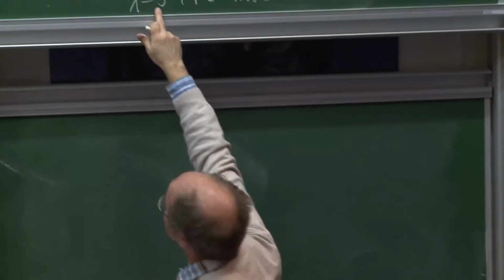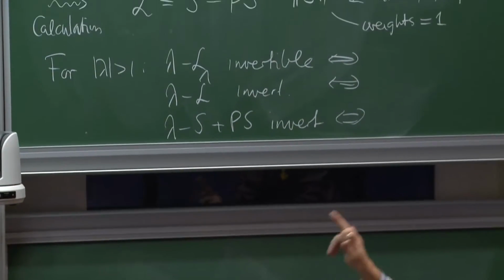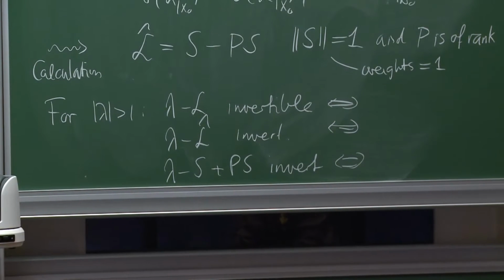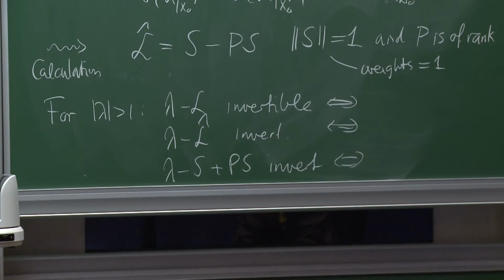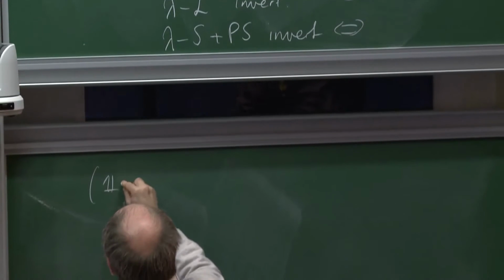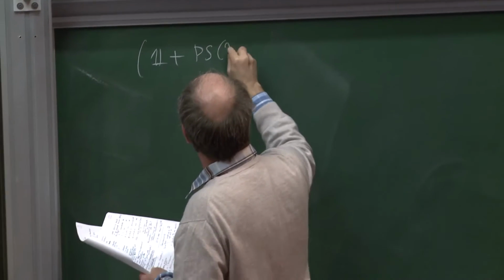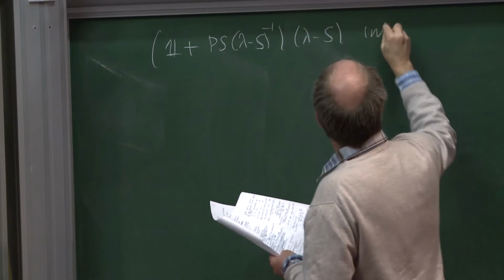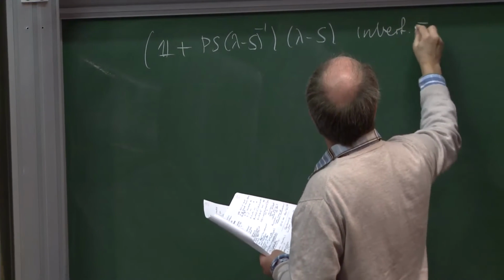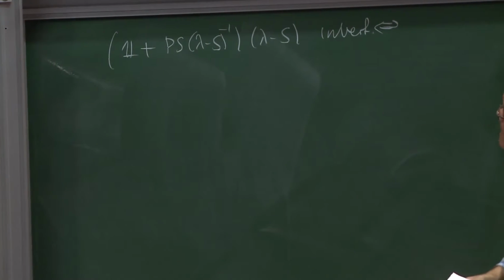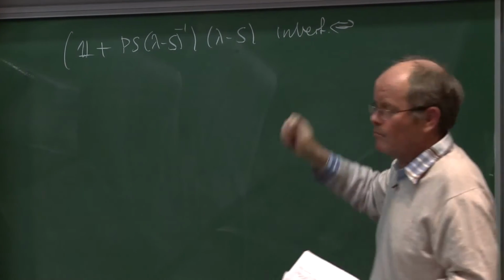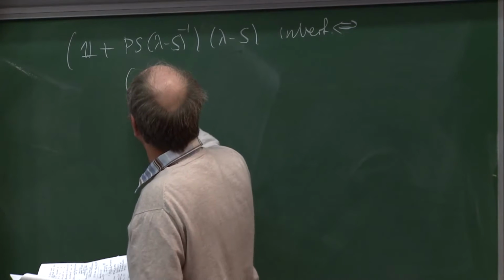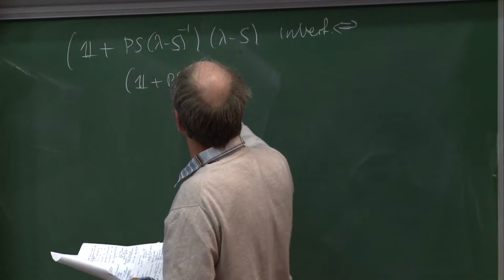And when is it invertible? Well, lambda is not an eigenvalue of S, because lambda is bigger than 1 and S has spectral radius 1. So I can put it outside the parentheses and say 1 plus PS (lambda minus S) inverse. But this here should be invertible. And finally, this was invertible, so I can remove it. So it's the same as this here being invertible.